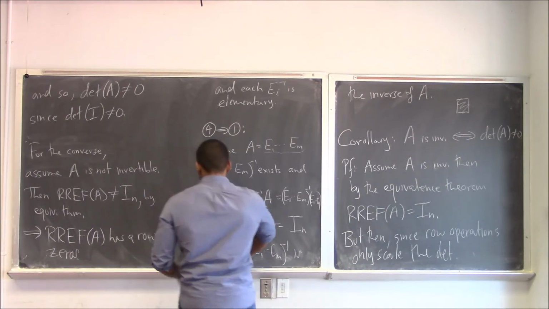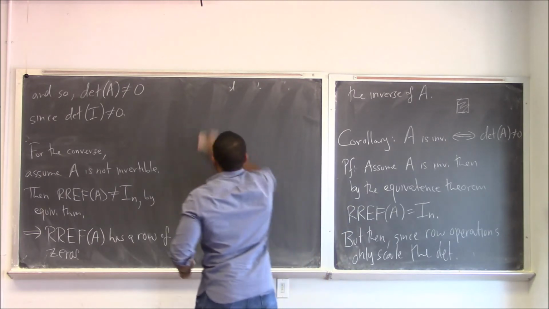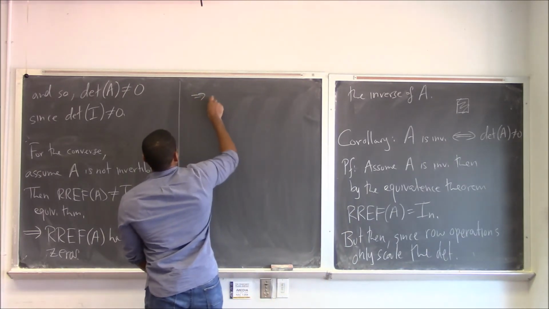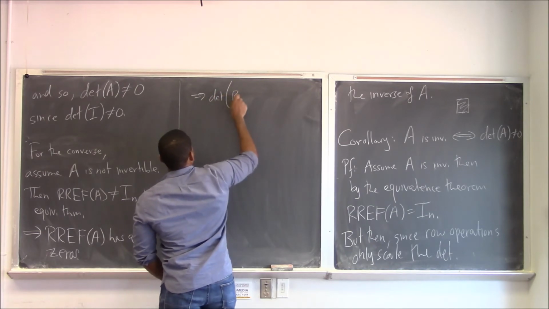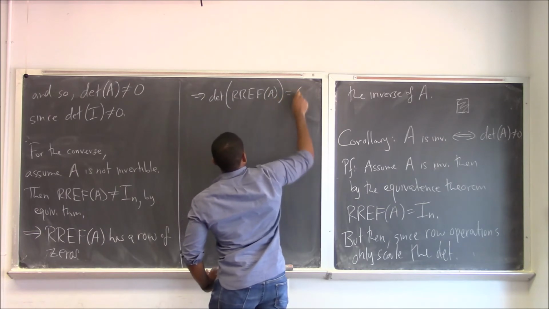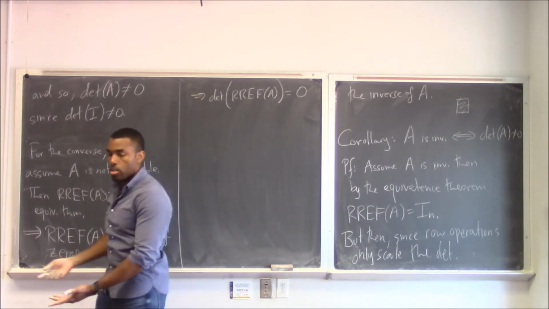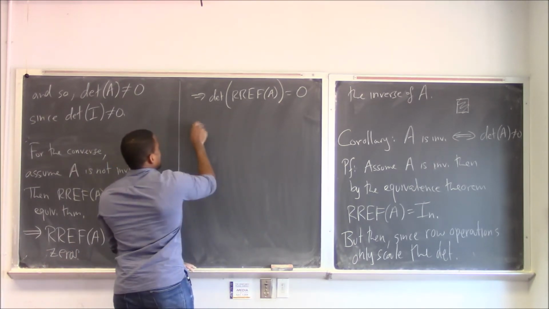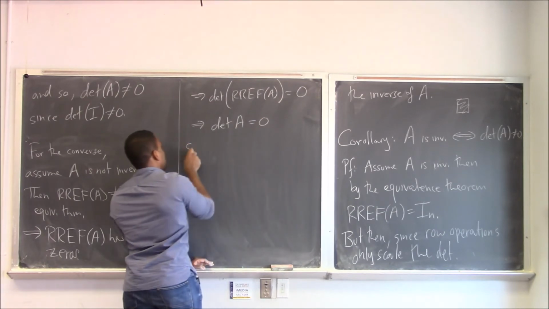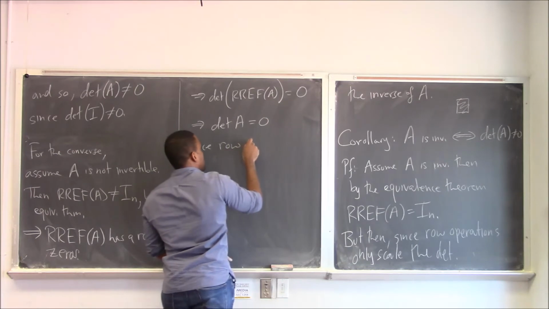And that means, if I take the determinant of this reduced form, I would get 0 because it has a row of zeros, just expand along that row. I would multiply all cofactors by 0, which means the determinant of A is 0 itself, since row operations scale the determinant.